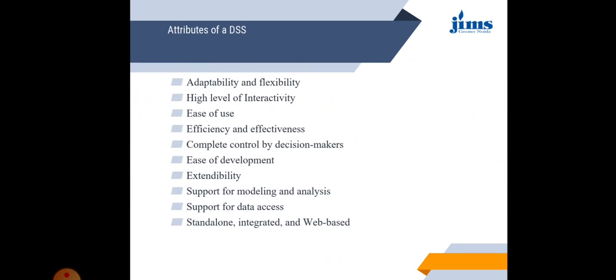The attributes of a decision support system are adaptability and flexibility; it should be adaptive and flexible. A high level of interactivity, with interaction between the users and the decision support system managers. Ease of use. Efficiency and effectiveness. Complete control by decision makers or managers. Ease of development, so there is no difficulty in developing the decision support system.